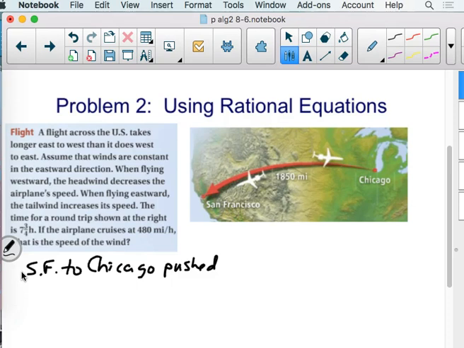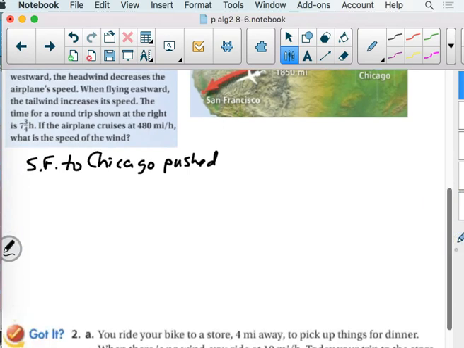So if that wind is behind them, it's helping them out. And then when flying eastward, the tailwind increases its speed. Well, yeah, duh. So the time for the round trip is shown. Well, as it says up here, when flying westward, the headwind decreases the airplane speed. Of course it does. They're pushing against it. So Chicago to San Francisco, that wind is going to, I'm just going to use the word resist them. It's going to be forcing against them as they're going through this.